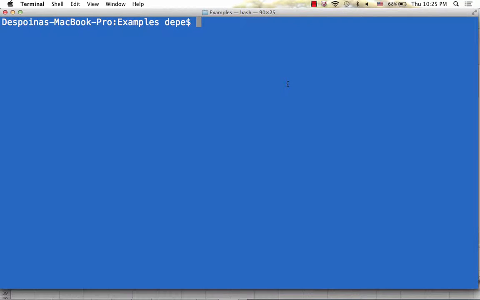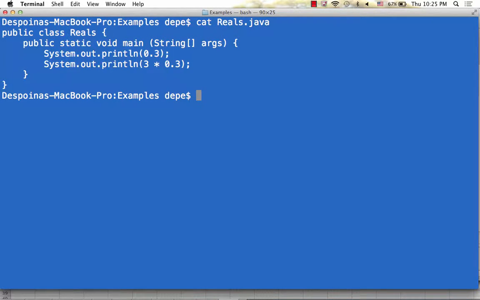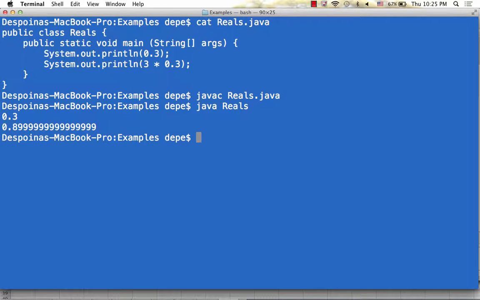Let me just bring back the program here so that we have it in front of us. Let me compile the program. We shouldn't have any problem, and now let's run it. What are we going to see? We do see the first line of the output to be 0.3. However, the second line of the output is not 0.9. It is something very close to 0.9, but not exactly 0.9.